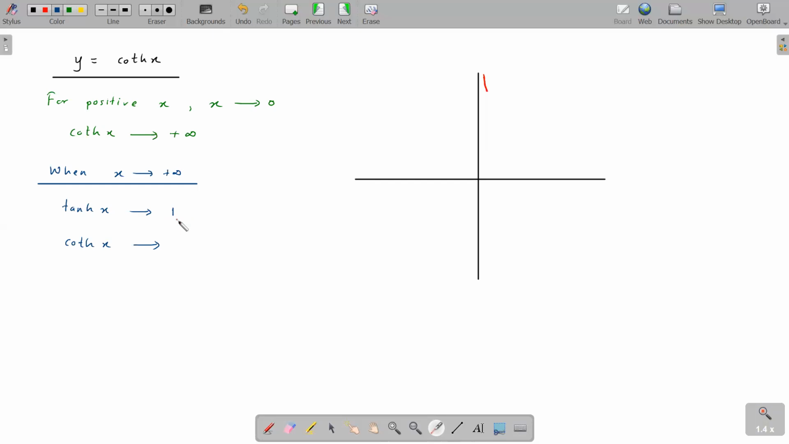Previously we were working with 1 over infinity, and that became 0. But 1 over 1 is simply 1, because when you take the reciprocal of 1, it doesn't change anything. It's just 1. So basically, as x approaches positive infinity, your cot x graph is coming closer and closer to 1. So you need to realize that this 1 is like an asymptote, right?